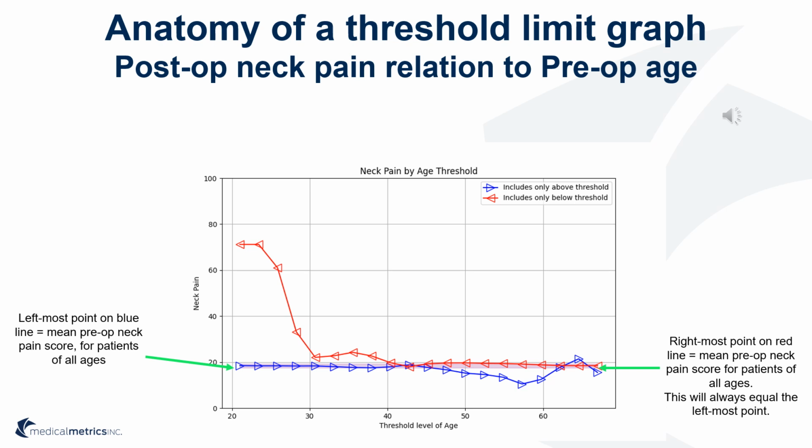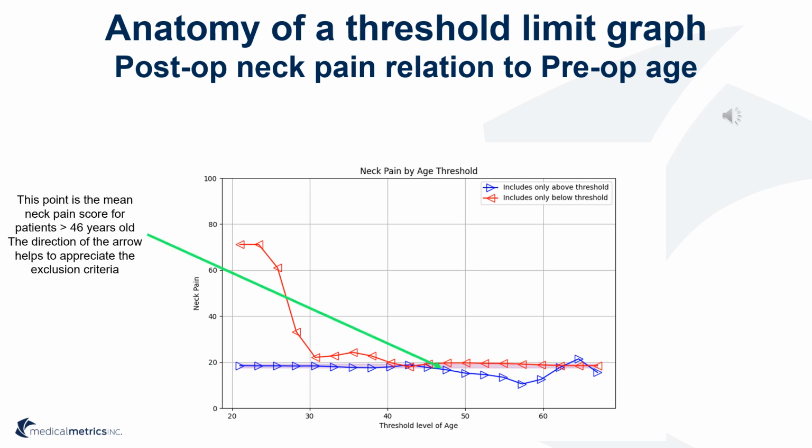Moving from left to right on the blue line, data for younger-aged patients are dropped from the calculation of average neck pain. For example, this point documents the average neck pain score, including only patients older than 46 years. The direction of the marker helps to appreciate the exclusion criteria.